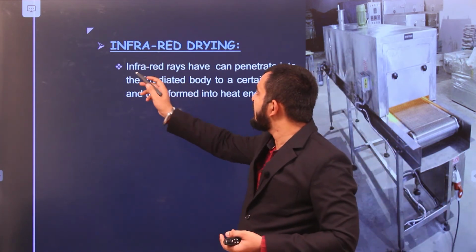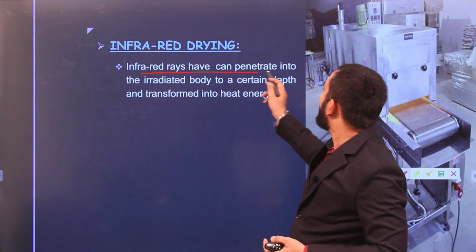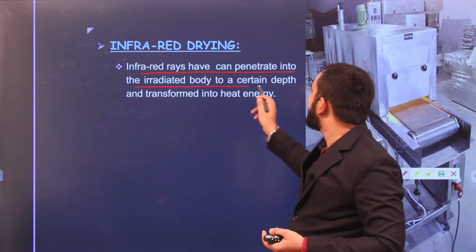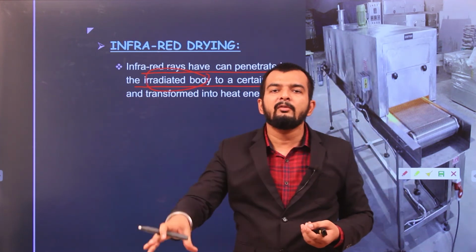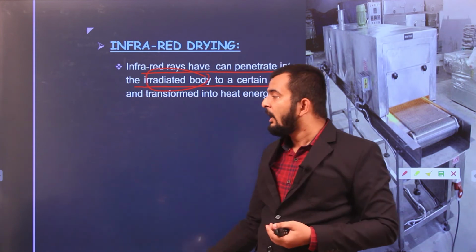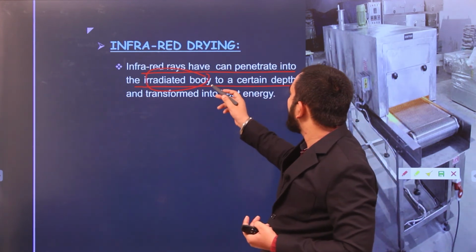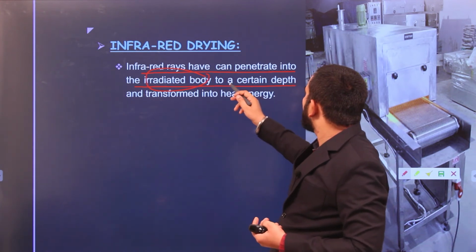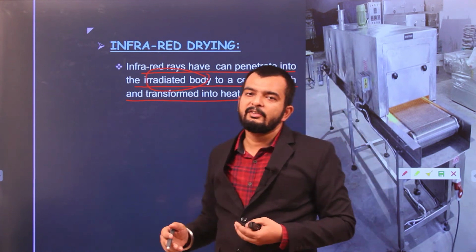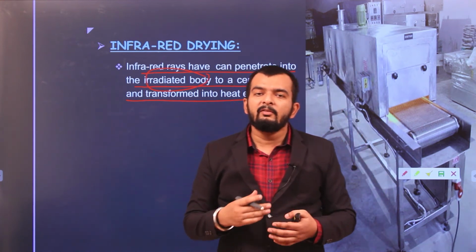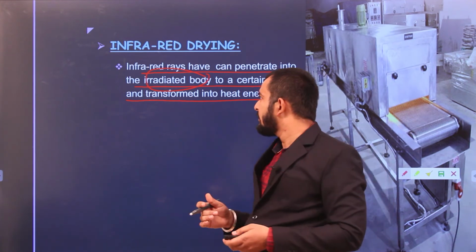Now infrared radiations which are radiated have the capacity to penetrate an irradiated body. By irradiated body we mean that over which this infrared radiation is focused, that is our food grain or the food material to be dried. As they are focused onto the product, they will penetrate to a certain depth and will be transformed into heat energy. That is, they will convert their energy to heat energy and will heat up the material. Okay.